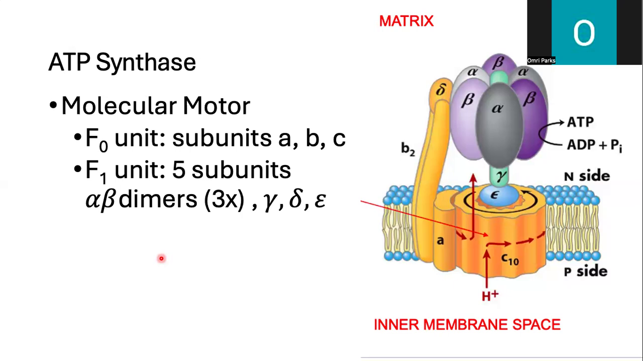This enzyme consists of two main parts. It consists of the F naught region and the F1 region. So this is the F naught region. This is the F1 region.